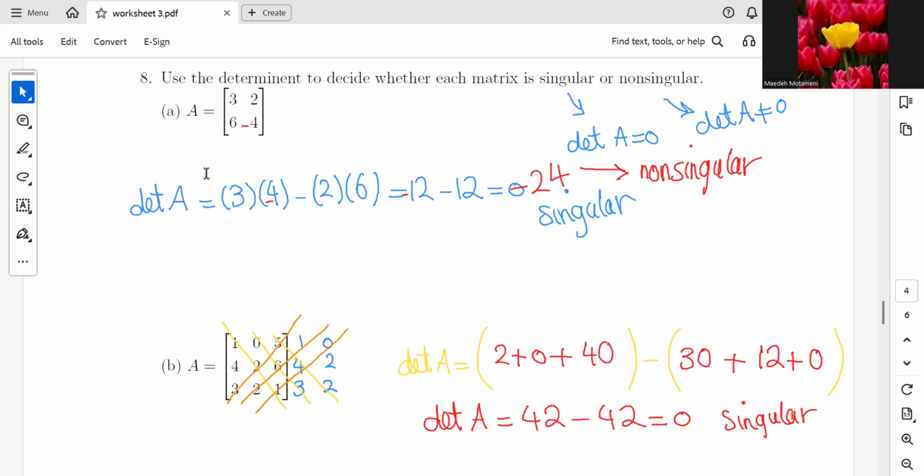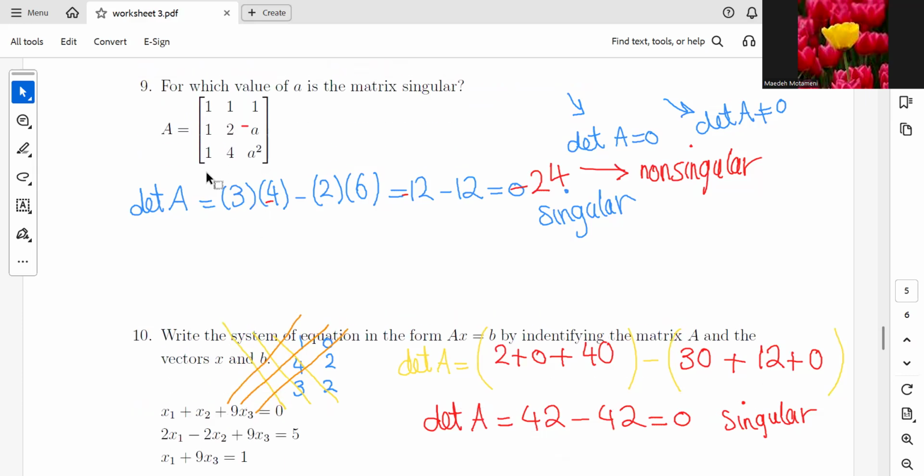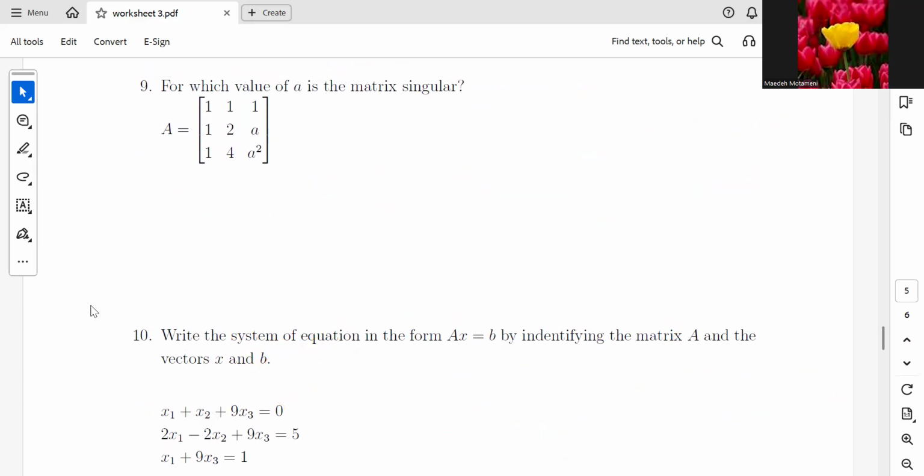Number 9. It says, for which value of A is the matrix singular? So we know that in order to have a singular matrix, the determinant would be 0. Following the method that we use, we would write the columns here, and we're going to find the determinant of A.